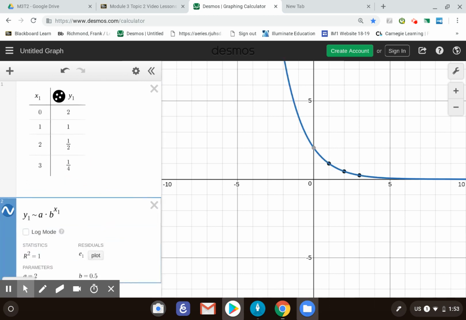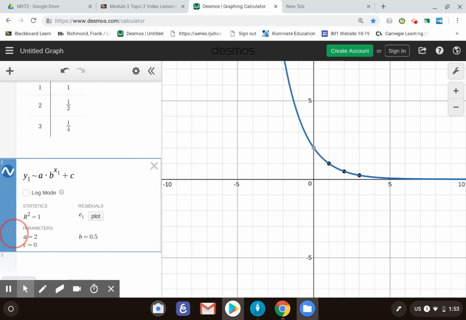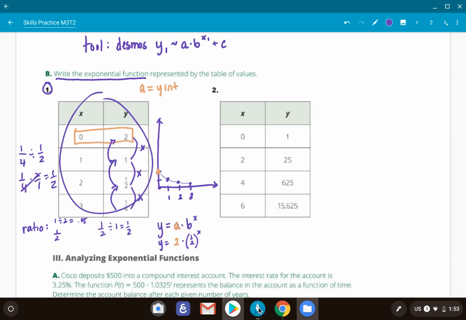And let's do plus C. You can see your a value, or your y-intercept, is 2, and your b value is 0.5, which is the same as 1/2. So we can use those two numbers in order to write our function. So I could say y equals 2 times 0.5 to the x power. This or this, they're the same. One of them's just written with a fraction, and one of them has a decimal, but 0.5 and 1/2 are equal to the same thing.